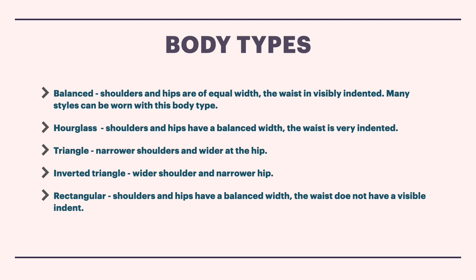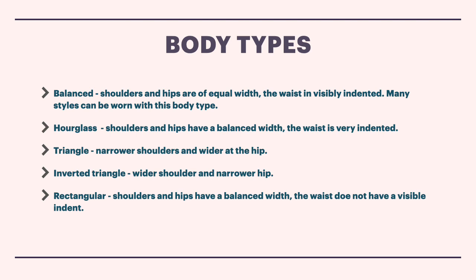The first is the balanced body type, meaning that the shoulders and the hips are of equal width, while the waist is visibly indented. So individuals with this body type can often wear different styles. The hourglass body type, also known as the X figure, is when the shoulders and the hips have a balanced width and the waist is very indented. So we often see this body shape today amongst celebrities.